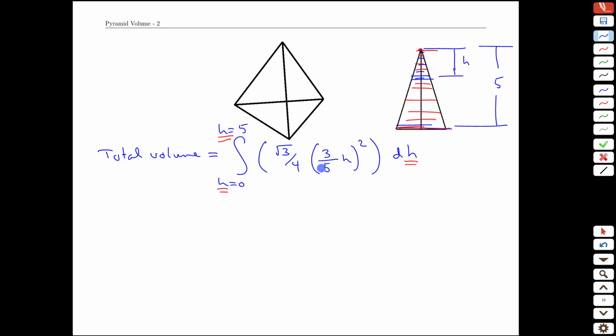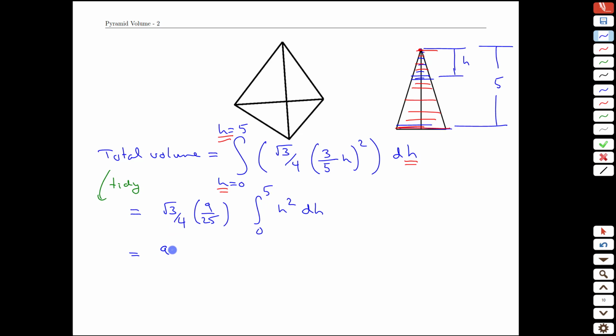Now that we've constructed our integral, we can evaluate it. In this particular case, it's probably worth simplifying because we have some nested parentheses here. So let's just tidy first. And in particular, we're going to bring all these constants out front. We have a root 3 over 4. We have a 3/5 squared, which would be 9/25. And then we have the integral from 0 to 5 of h squared. That doesn't look too bad at all, and it isn't.